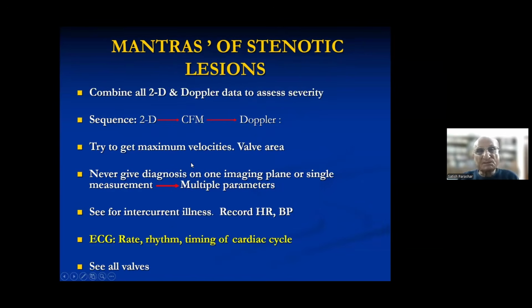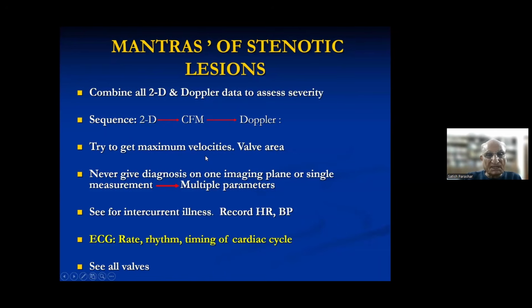Now we come to the main topic. Remember, some of the points may not be very clear to you today, but they will be clear to you subsequently. In any disease, leaving aside the stenotic lesion, we always combine 2D and Doppler data to assess the severity. So remember, this is always the same in every disease. And in any disease, especially in valvular disease, the sequence of examination is 2D, color flow mapping, and Doppler. This is always the sequence. Your study is incomplete unless you have color flow mapping and Doppler.